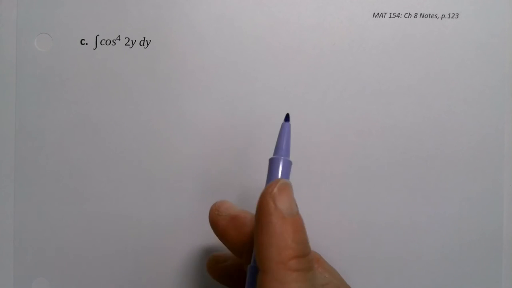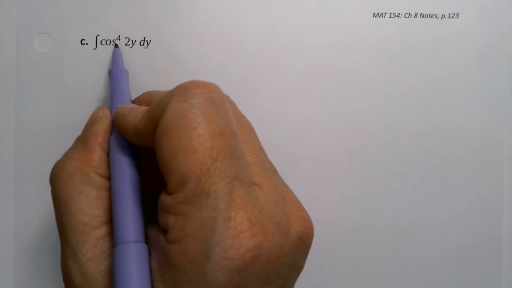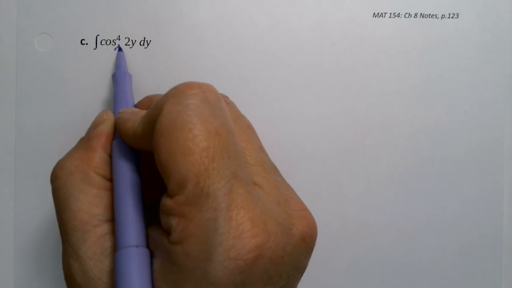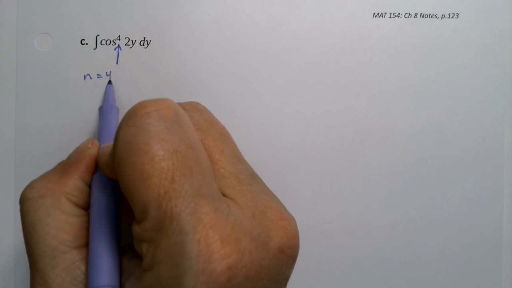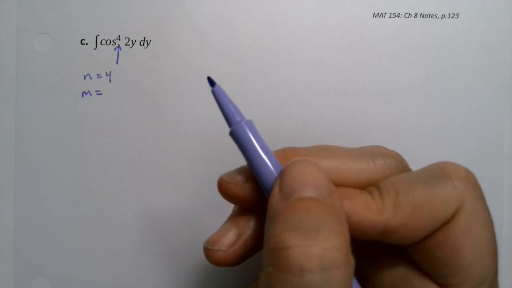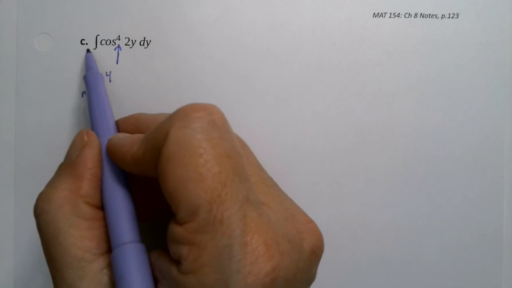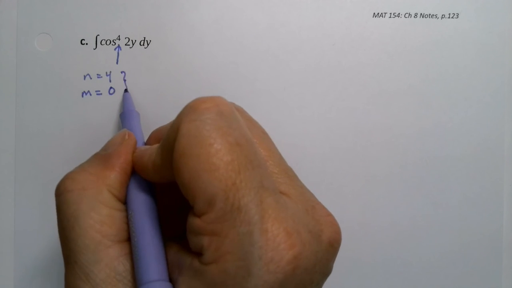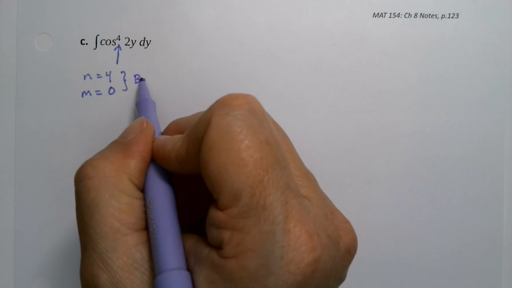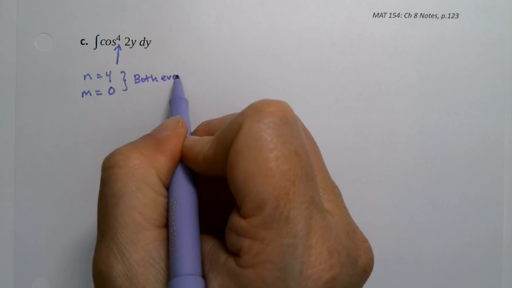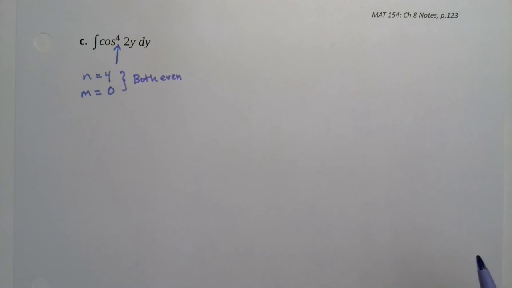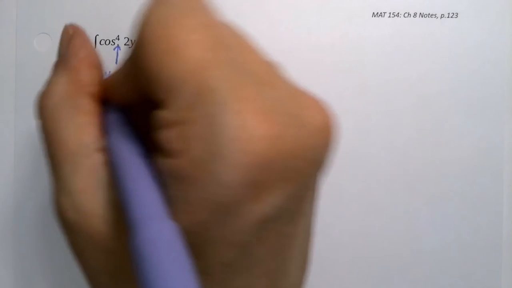All right, so n is the power of cosine, and you can see that n is 4. But what about m, you ask, the power of sine? Well, since there is no power of sine, it's 0. 0 is an even number, so these are both even, so this will work. Right? This is the technique we're going to use. Okay, so technique number 3.